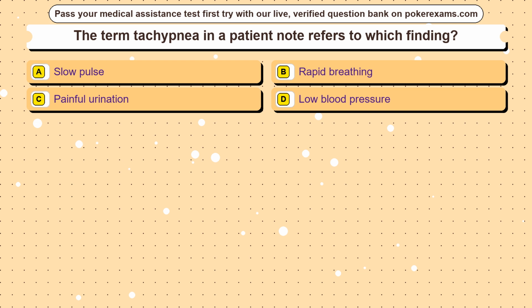Question 86. The term tachypnea in a patient note refers to which finding? Option A. Slow pulse. Option B. Rapid breathing. Option C. Painful urination. Option D. Low blood pressure.